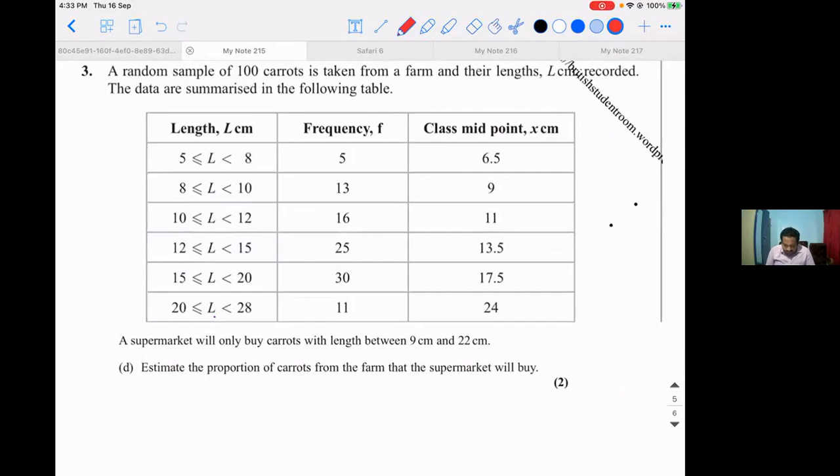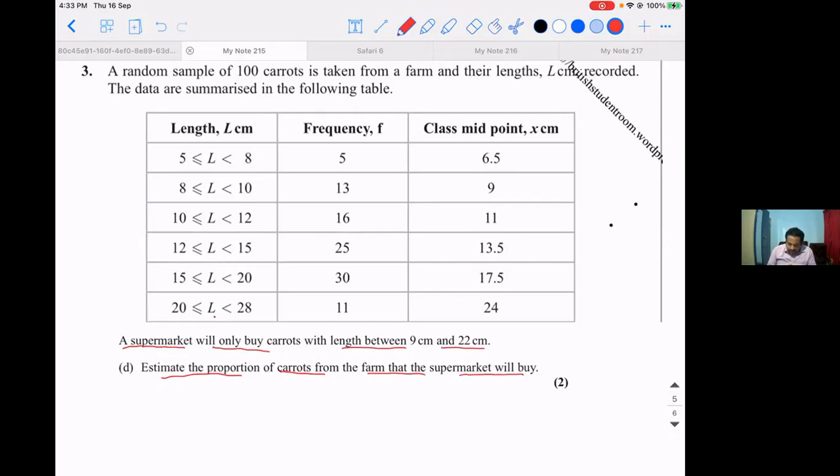Well, now the question becomes a little bit complicated, in the sense that it's slightly confusing. Please read that question. Before the question, this is the basic information. A supermarket will only buy carrots with length between 9 and 20. Estimate the proportion of carrots from the farm that the supermarket will buy.